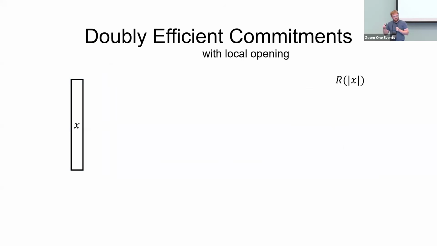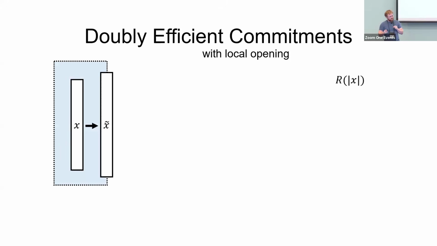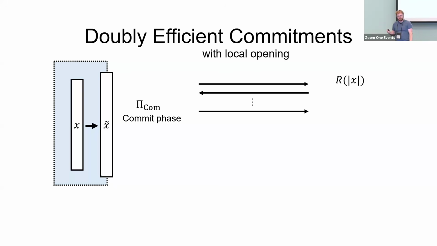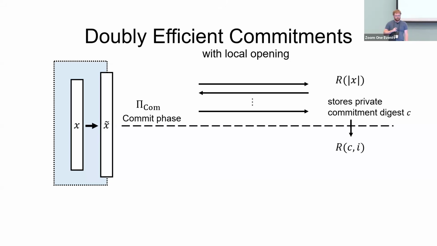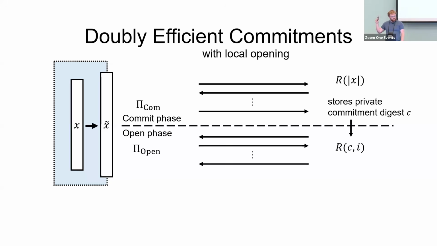And to address this, we introduce a notion of doubly efficient commitments with local opening. This is exactly as you might expect with a commitment protocol. It's an interactive commitment where first the sender, in an offline phase, preprocesses an input one time, and then there is an interactive commitment phase where the receiver stores a private commitment digest. After that, there is an interactive opening phase for a local opening value. Then the receiver can either output the exact bit for the original committed string, or it can reject.